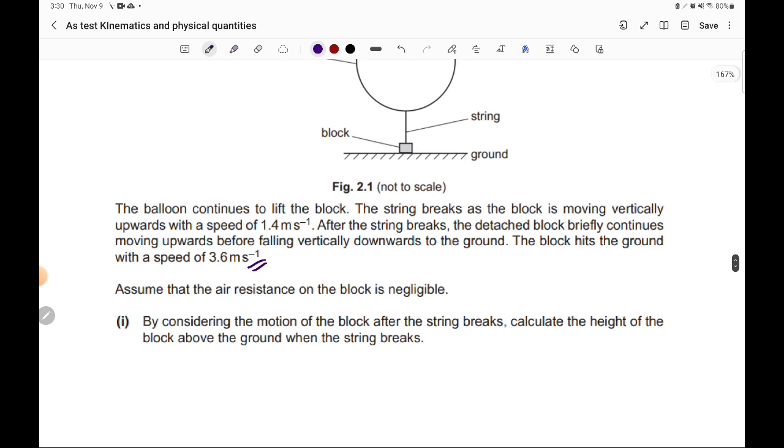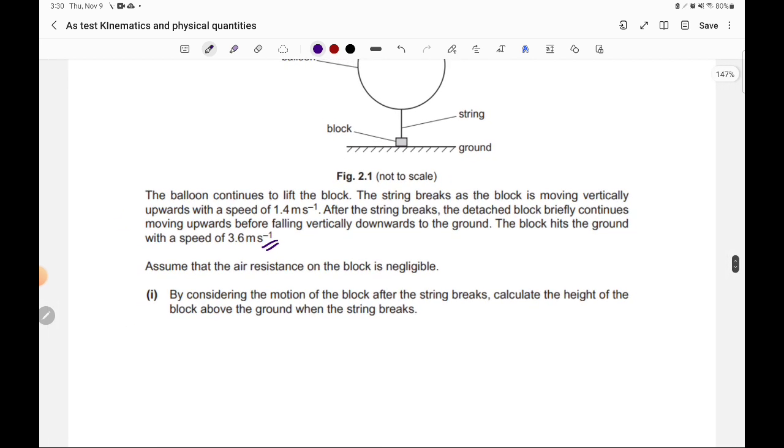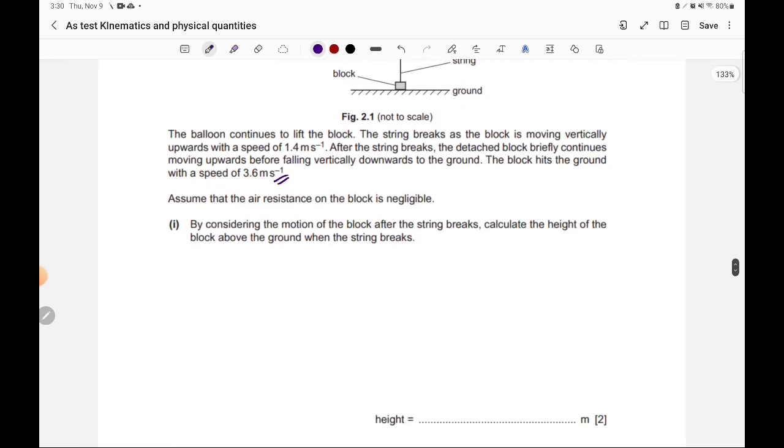Assume that the air resistance on the block is considered negligible. By considering the motion of the block after the string breaks, your target is to calculate the height of the block above the ground when the string breaks. Well, let's do some working over here.